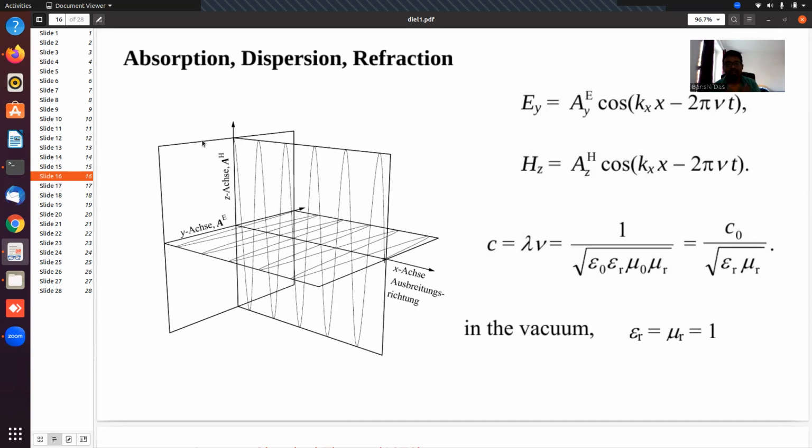So we want to know this oscillating electric field from the electromagnetic wave, and how it interacts with the material. The electric field is this oscillating field with amplitude A and wave vector, cos(kx minus 2 pi nu t), where nu is the frequency. Previously, we know that this response depends on the frequency.